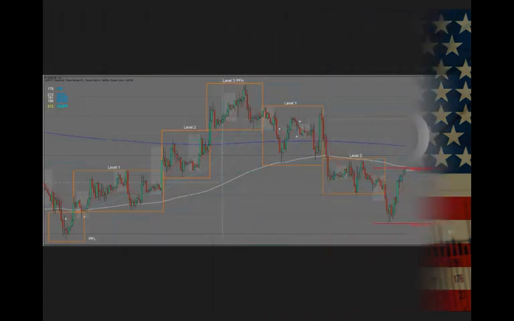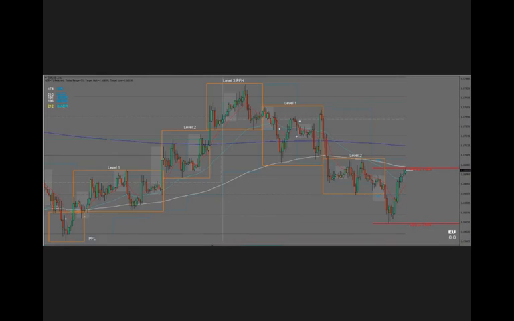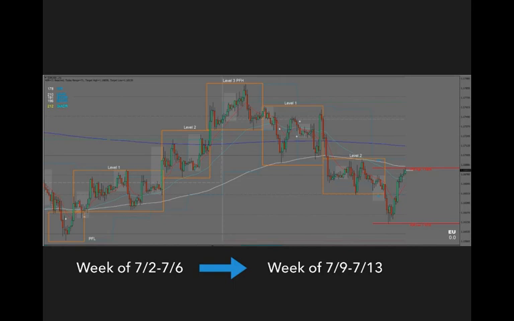Okay, so here's the EU chart. This is over a 2-week period, right? From the week previous, July 2nd, into the week that just ended, the week of July 9th. What we had was the previous week's peak formation low, which is what PFL stands for, which goes into our level 1 rise here, then it went into a level 2 rise into a level 3 peak.